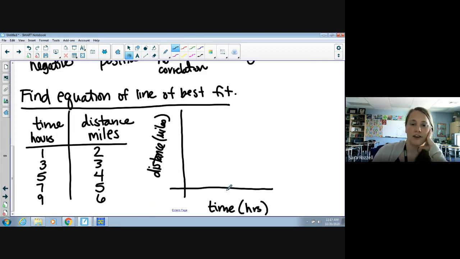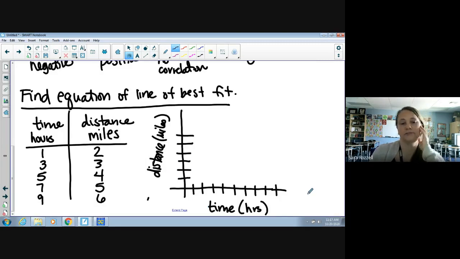Do we need to do anything fancy with our increments, like go by tens or go by fives, or do you think going by ones would be okay? Let's go by ones. Okay, that's fine. You could go by twos if you wanted to, but that's okay. 1, 2, 3, 4, 5, 6, 7, 8, 9. 1, 2, 3, 4, 5, 6. Now we're going to plot these 5 points.